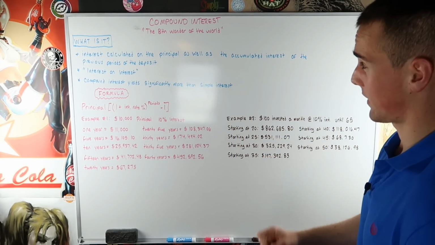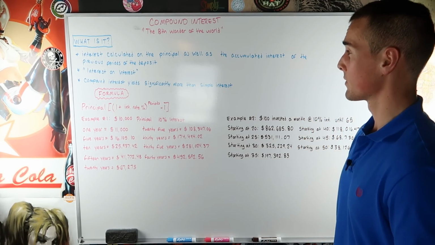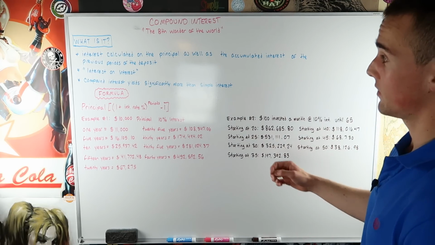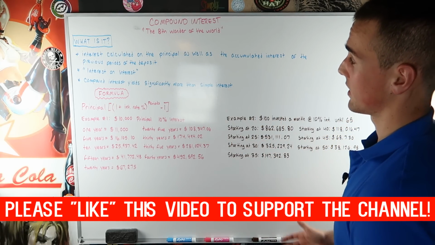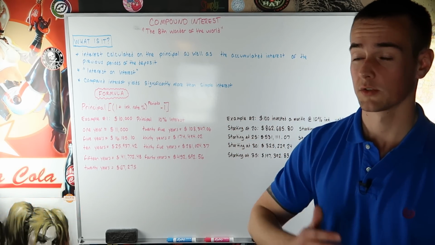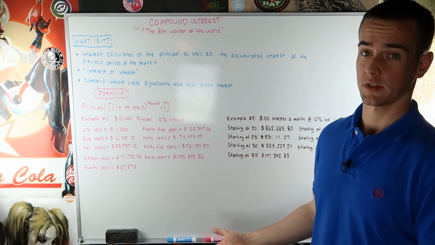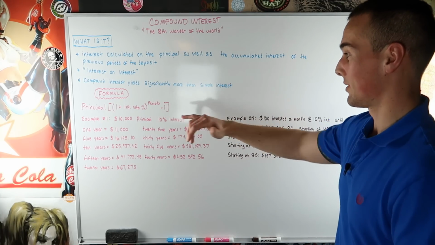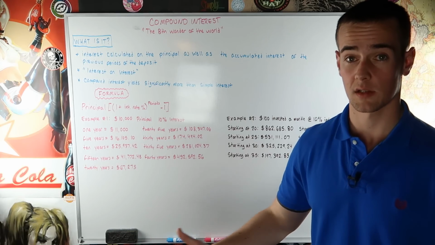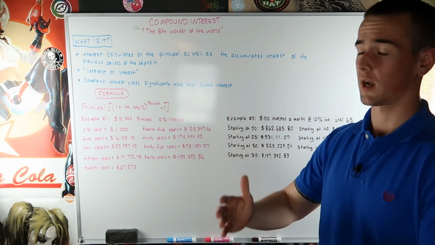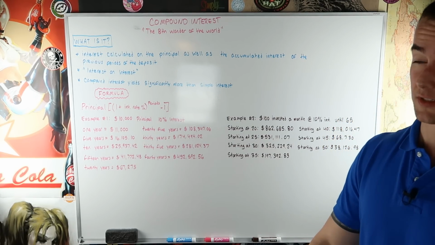Okay, so first of all, let's define what it is. Compound interest is basically interest calculated on the principal as well as the accumulated interest of the previous periods of the deposit. Basically, that makes sense, but the best way to explain it is earning interest on your interest. So you earn interest on a certain investment, then the interest you earned earns interest. That's as simple as it is, guys. Maybe that formula looks confusing. It's interest on interest. The longer amount of time you invest, the more interest you earn, and the more interest you earn on that interest. Compound interest yields significantly more than simple interest, okay?